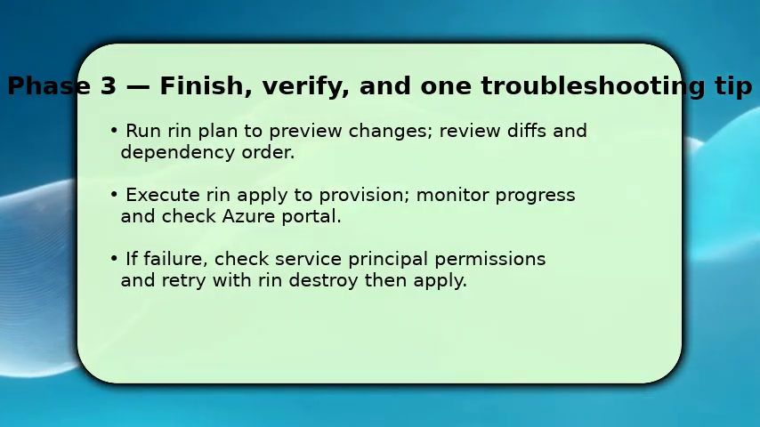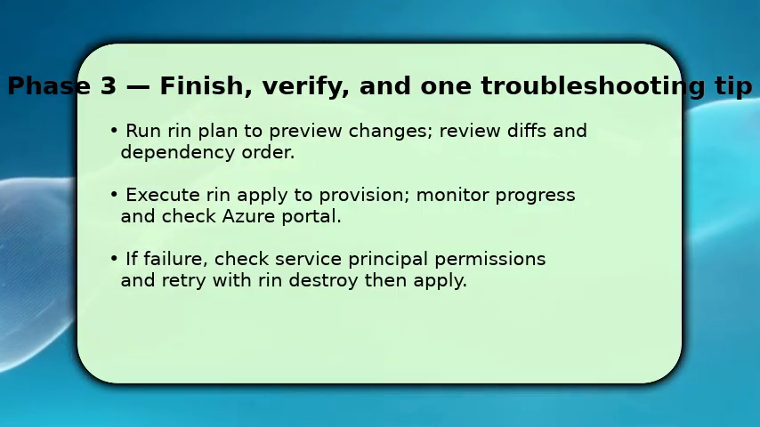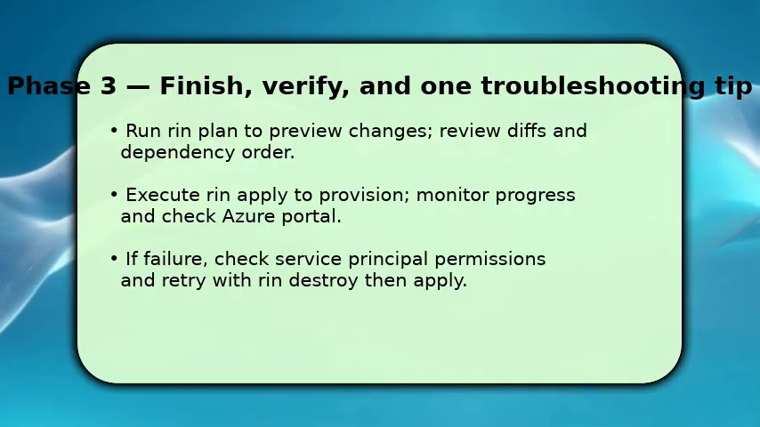If something fails, make sure your service principal has contributor rights and the subscription is active. If needed, run RIN destroy to rollback, fix permissions, and reapply to succeed.